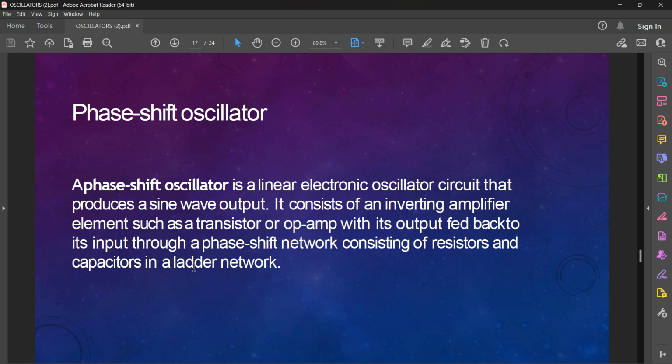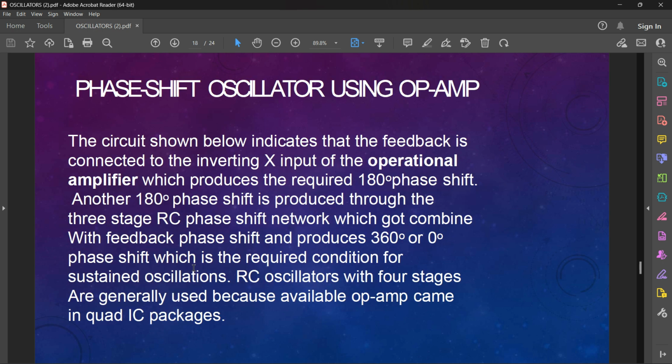In the previous video we have seen the RC oscillator. The RC oscillator is also a phase shift oscillator, as with the three stages we have done a 120-degree phase shift each. And we will see the phase shift oscillator in detail in this video. So here we are seeing the phase shift oscillator using an op-amp.